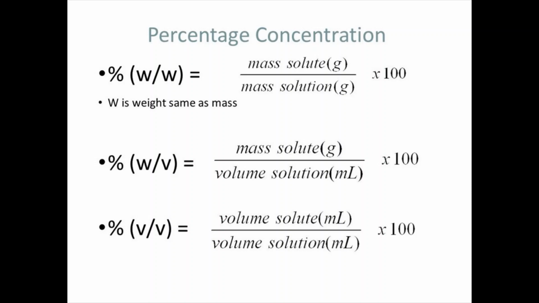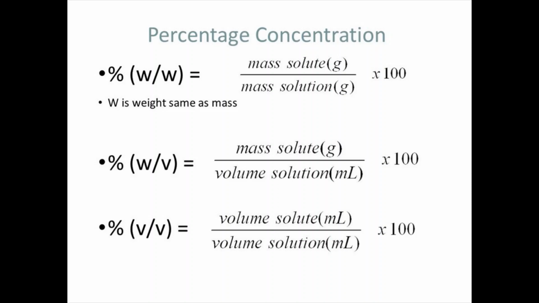We will express concentration in terms of percentage. We have three types of expressions: percentage weight by weight, percentage weight by volume, and percentage volume by volume. What do you mean by percentage weight by weight? Mass of solute by mass of solution in grams. So you have to express the mass of the solute in grams, mass of solution in grams, multiplied by 100.